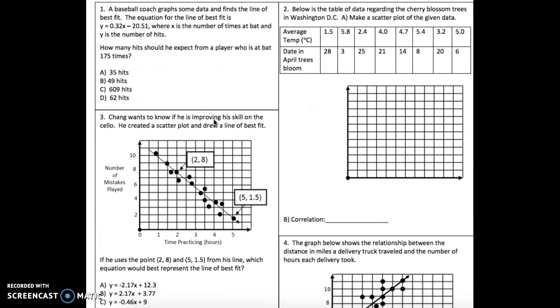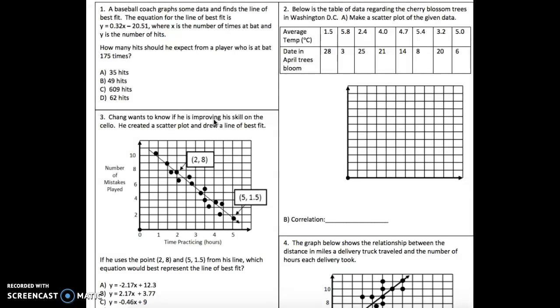Number two, below is the table of data regarding the cherry blossom trees in Washington, D.C. Make a scatter plot for the given data. What I wanted you to find out is basically what is the correlation or the relationship between the average temperature and the date in April that trees bloom. Okay, so we look at the temperature. 1.5 was the date in April, so April 28th is when the trees bloomed because of 1.5 degrees. The next time it was 5.8 degrees the next year, and the trees bloomed April 3rd, so much earlier, and the temperature was higher.